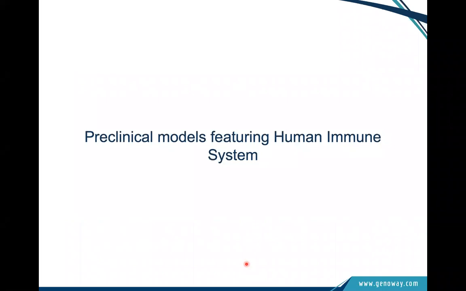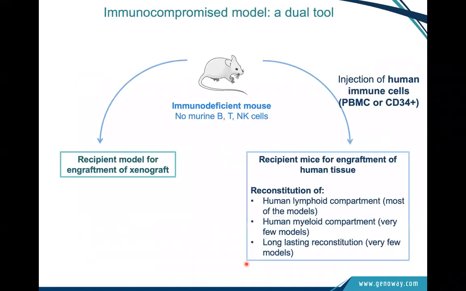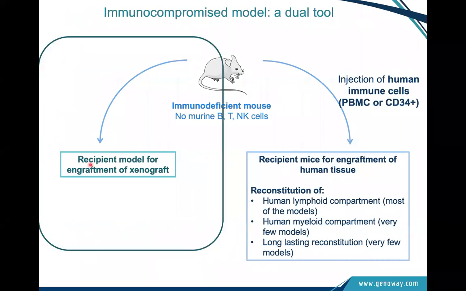Okay, so let's start with the first model that you can have access to through genOway's and Almog Diagnostic collaboration. As you know, today, use of immunocompromised mouse models is quite tempting for different types of uses. You may decide to use this model for engraftment of human tumor cells such as PDX or CDX. Or you can use those mice for reconstitution with human cells such as PBMCs or CD34. First, let me talk about this.